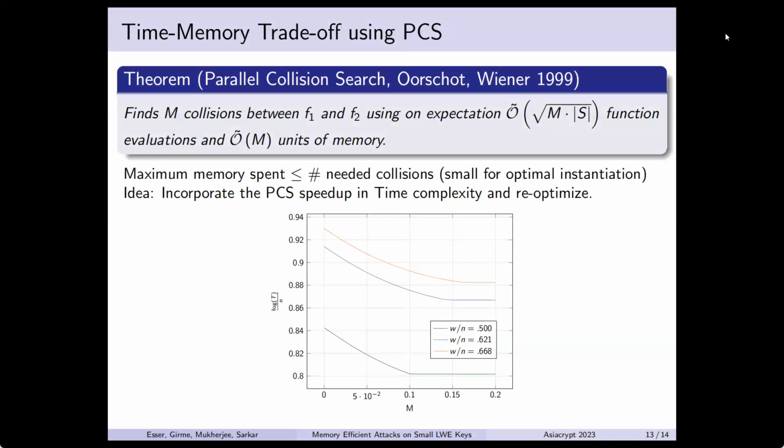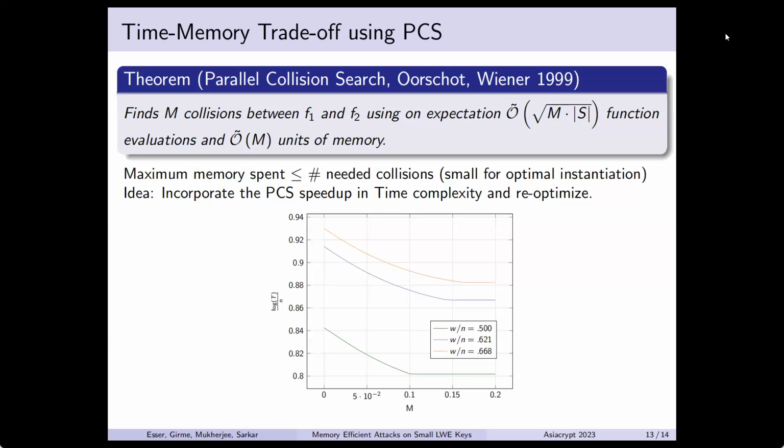So we use something called the parallel collision search by Oorschot and Wiener from 1999. Let's say that you want to find m many collisions between f1 and f2 functions. It should take m times square root of S with no memory. But if you agree to pay m units of memory, then you can shave off that square root of m factor from the time complexity, and you can do it in square root of m times S many function evaluations.